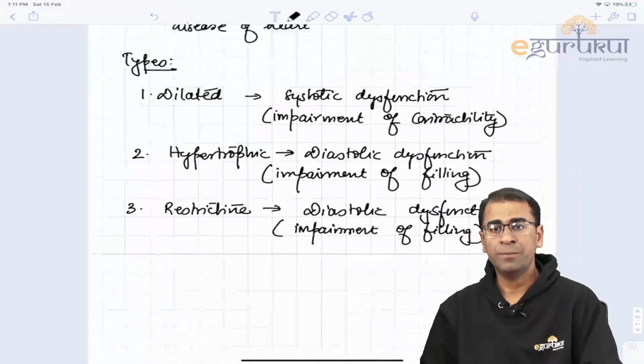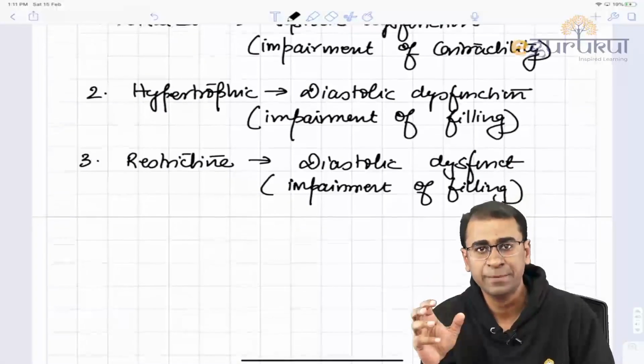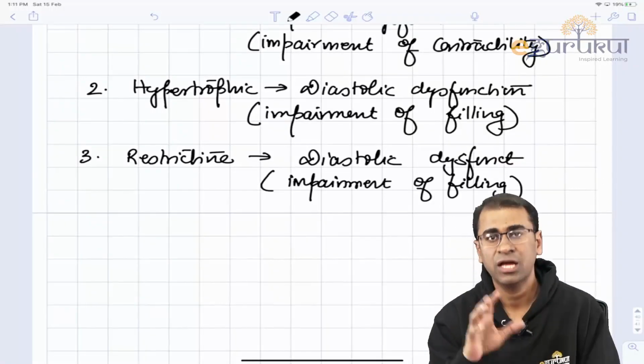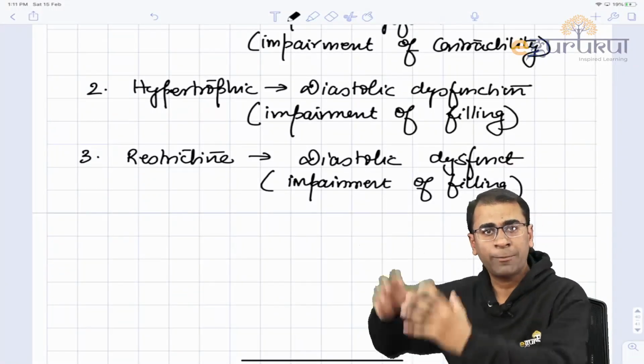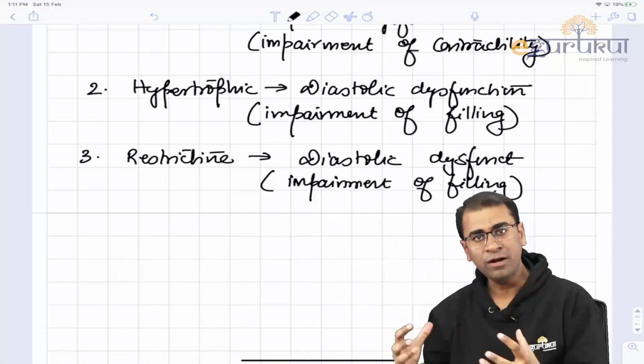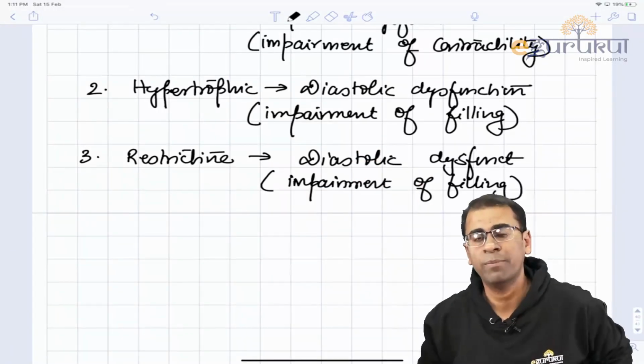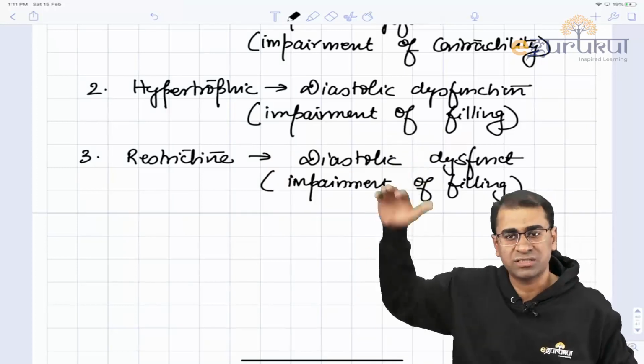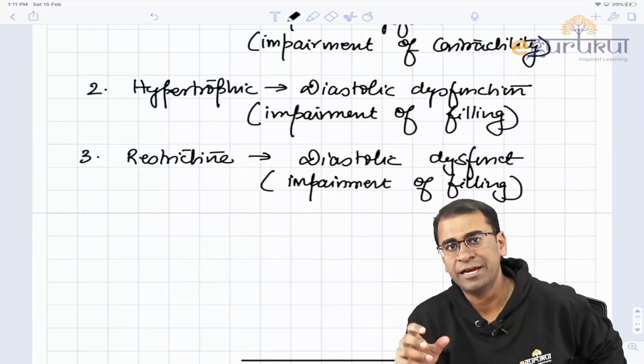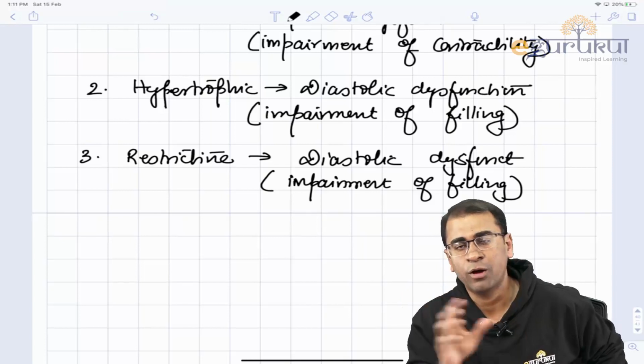So, the three main types of cardiomyopathies. One of them will be basically a problem in contraction. One of them is basically a problem of compliance. The third one is also a problem of compliance, but these two have different causes. They have different causes that can lead to the problem in the cardiomyopathies.